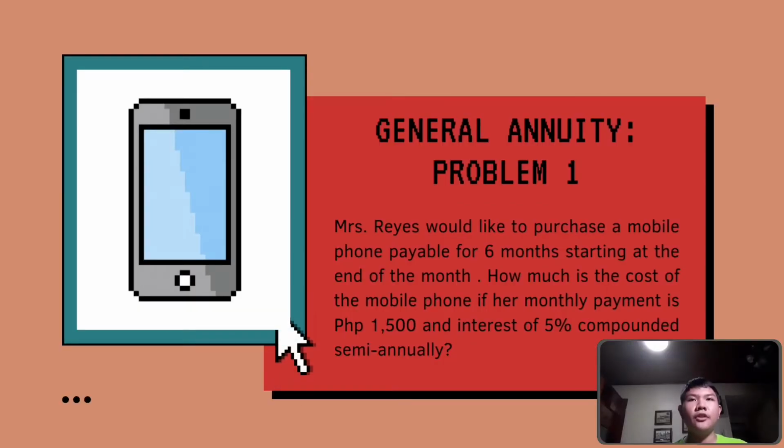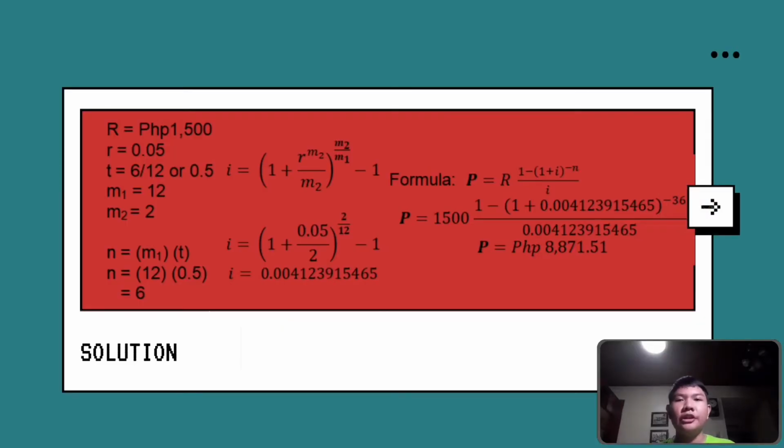For the present value, Mrs. Reyes would like to purchase a mobile phone payable for 6 months, starting at the end of the month. How much will be the cost of the mobile phone if her monthly payment is 1,500 pesos and an interest of 5% compounded semi-annually? So let us list down the information needed. The regular payment R is 1,500, the nominal rate is 0.05, conversion periods are M sub 1 is equal to 12, and M sub 2 is equal to 2, while the term is 6 over 12 or 0.5.